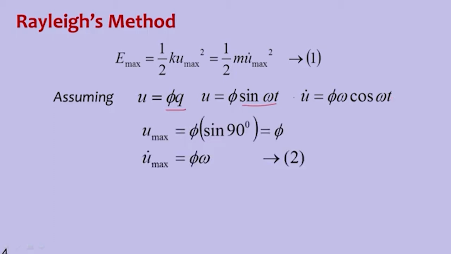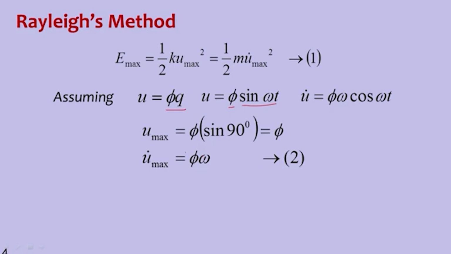If we substitute these and look at the maximum values, the displacement maximum value will be phi into the maximum of sin omega t, which lies in the range of -1 to +1. So, taking plus or minus 1, u max will be equal to phi itself. Then u dot max: again, the maximum value of cos is 1, so u dot max is equal to phi omega. So, we have the maximum displacement value and the maximum velocity value.